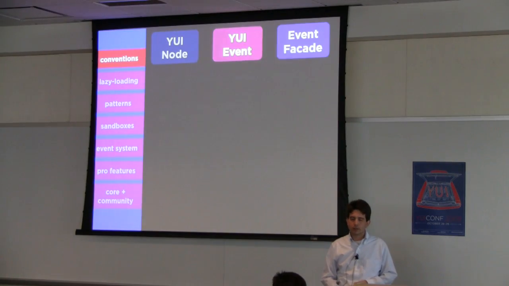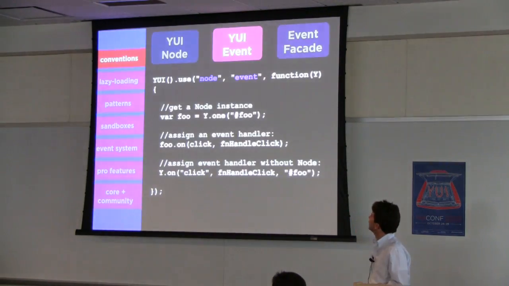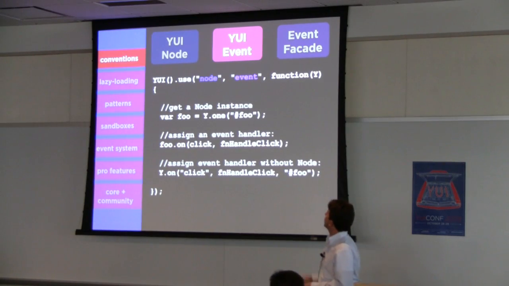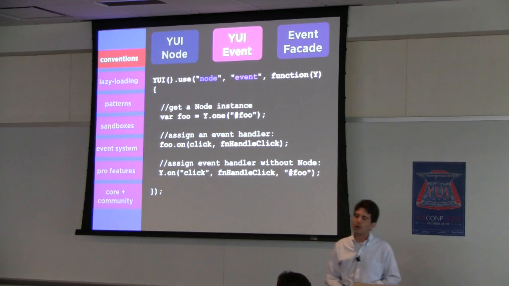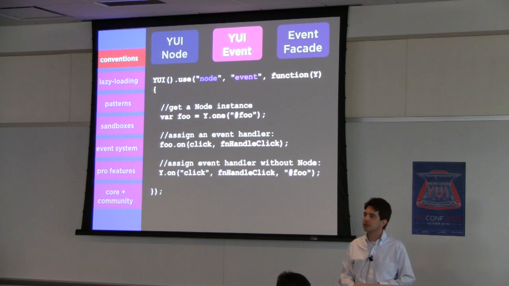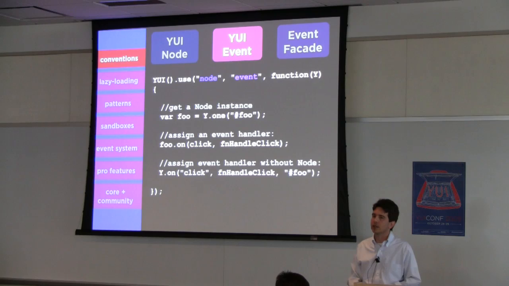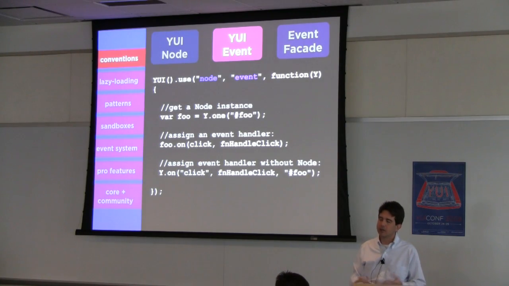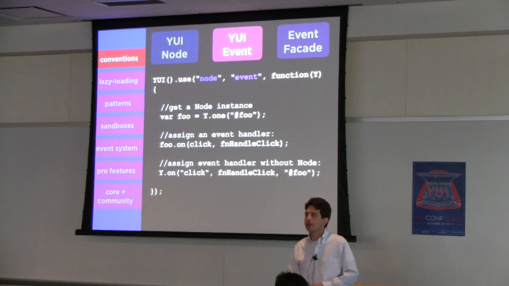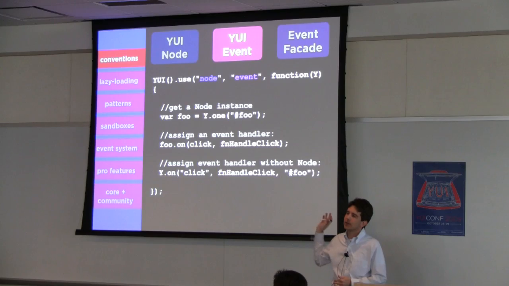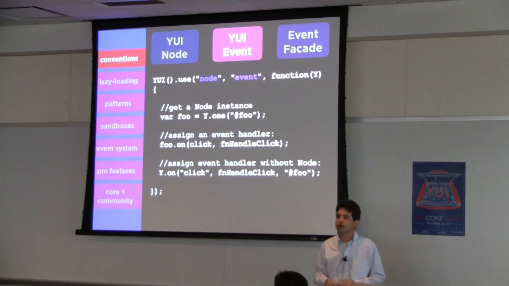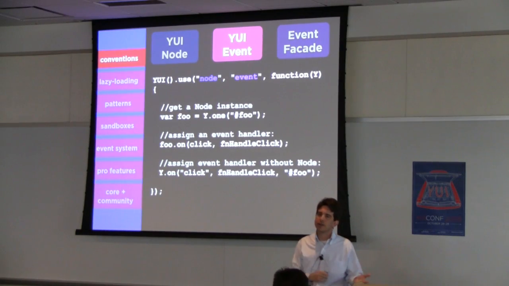Moving on to events. So if we put node and event in our use statement, again, you can go out and get that foo node, and then you can subscribe to the event directly on the node. So foo.on gives you the ability to subscribe to an event. And you can also, if you don't have a node reference on hand, say Y.on and subscribe to the reference that way. And this is going to be consistent throughout the event stack. You're going to see the same signature, the same patterns for subscribing to custom events and DOM events.